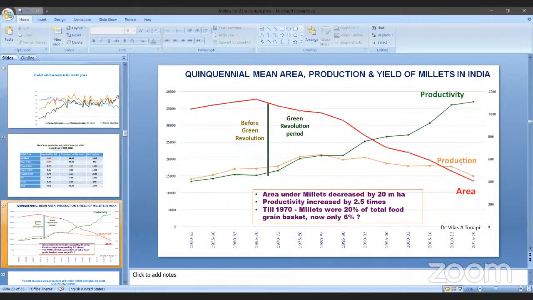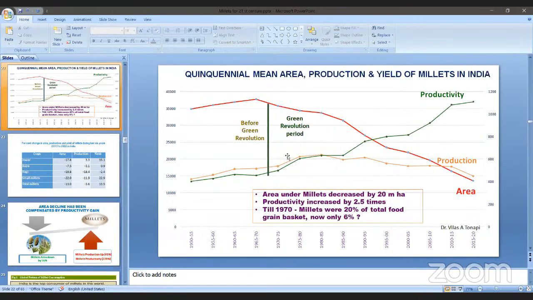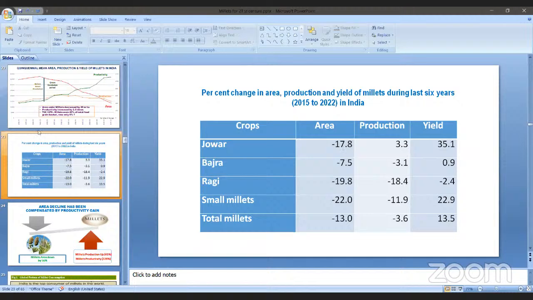Along with the mean production, the area has decreased by 20 million hectares because of crop diversification. Another issue is that these crops are very small seeded, so harvesting is difficult, as some research studies have shown. During the Green Revolution period, millets received very little attention, but after 1970 in India, and after 1966, productivity and production of millets increased. Among these millets, jowar, bajra, ragi, and small millets are very good for production, and the percentage of area has increased across different states.